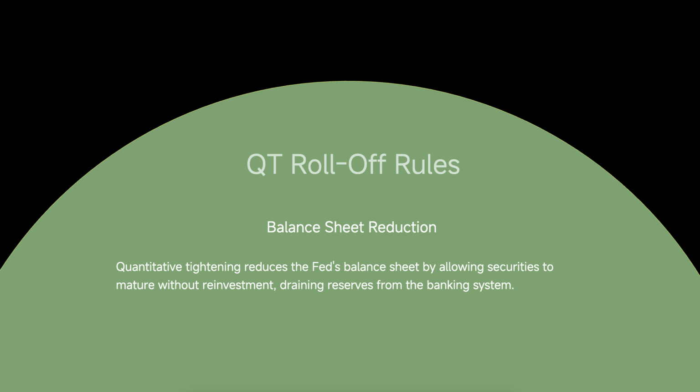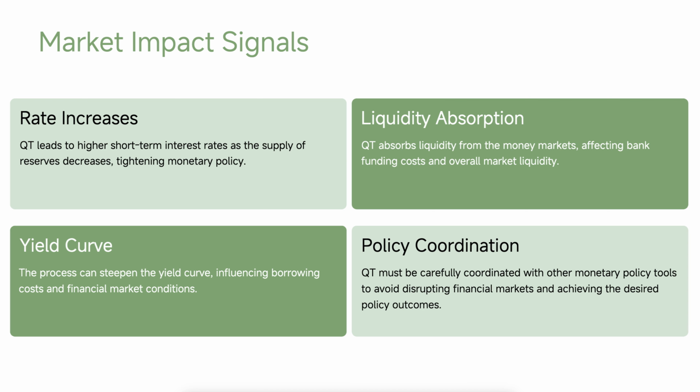Quantitative tightening is QE in reverse. Instead of buying assets, the Fed lets existing securities mature without reinvesting. As these bonds roll off, bank reserves shrink and liquidity is drained from the system. QT tightens financial conditions and usually puts upward pressure on interest rates, especially short term ones. QT can steepen the yield curve, raise bank funding costs, and reduce liquidity in money markets.